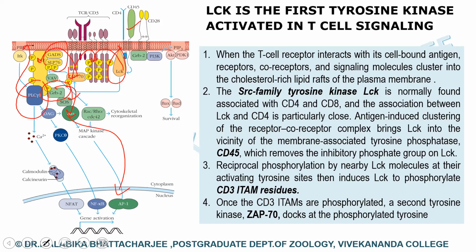PLC gamma breaks down PIP2, releasing IP3 and DAG. IP3 brings about the release of intracellular calcium, and via activation of calcineurin, it finally activates nuclear factor NFAT. Meanwhile, DAG associates with protein kinase C, theta type, which then activates nuclear factor kappa B.